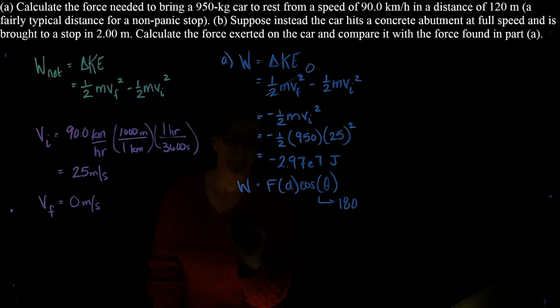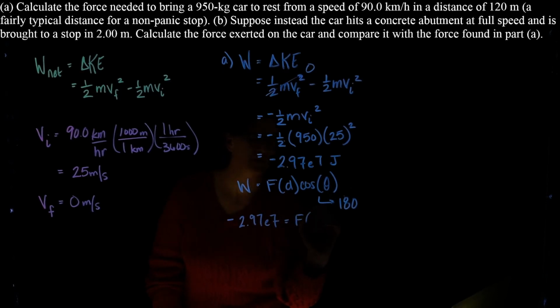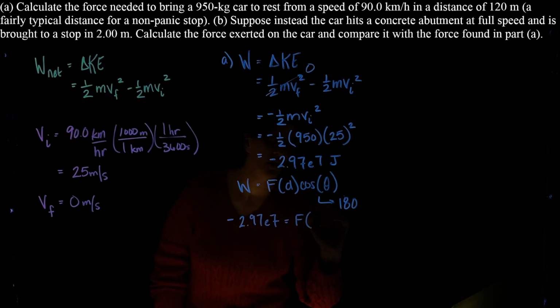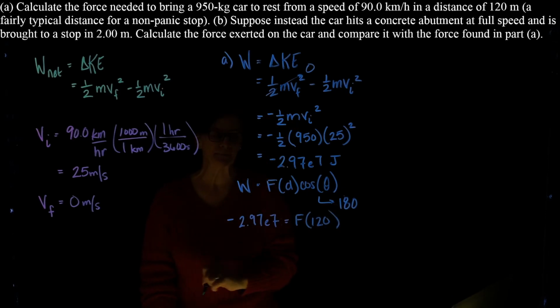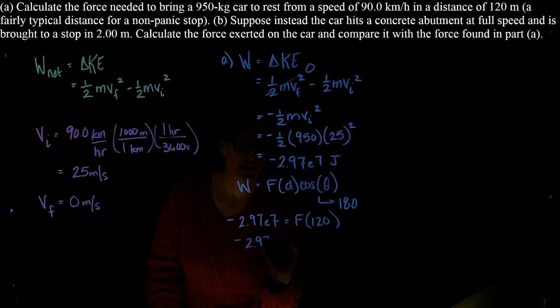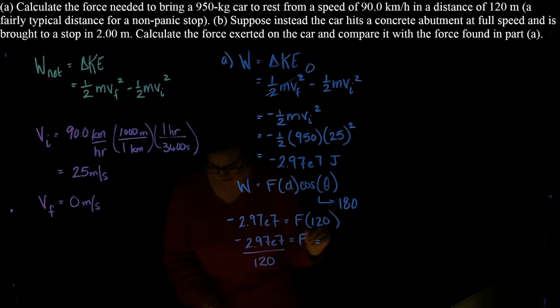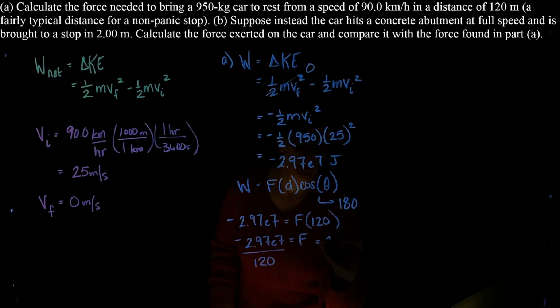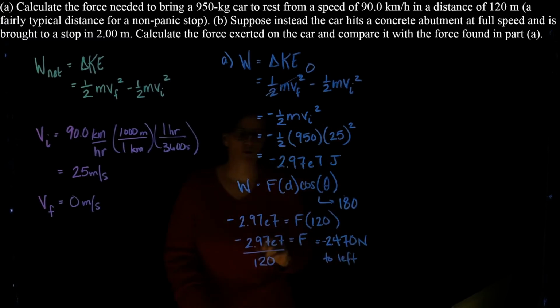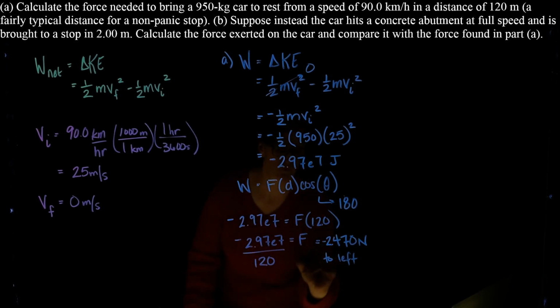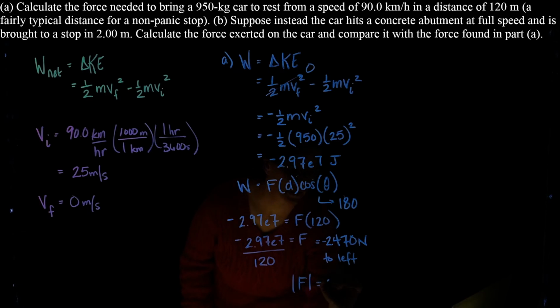So we have minus 2.97 times 10 to the 7th is equal to the force, and it's over a distance of 120 meters. So minus 2.97 times 10 to the 7th divided by 120 is our force, and that gives us a total force of 2,470 newtons to the left. Opposite the motion is what that negative tells us.